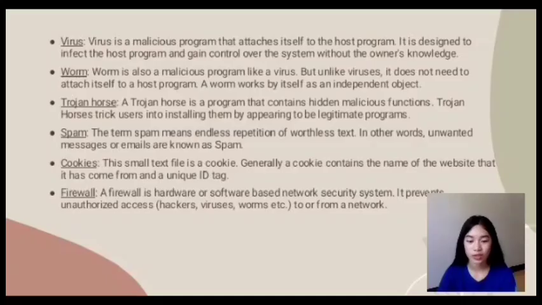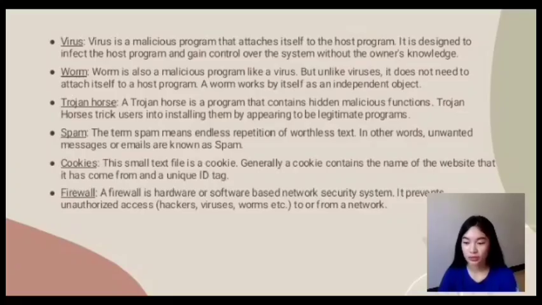Next is the worm. A worm is also a malicious program like a virus, but unlike viruses, it does not need to attach itself to a host program. A worm works by itself as an independent object. Next are Trojan horses. A Trojan horse is a program that contains a hidden malicious function. Trojan horses trick users into installing them by appearing to be legitimate programs or disguised as useful software, but contain harmful code. Spam. The term spam means endless repetition of worthless text. In other words, unwanted messages or emails are known as spam. It is also junk messages.